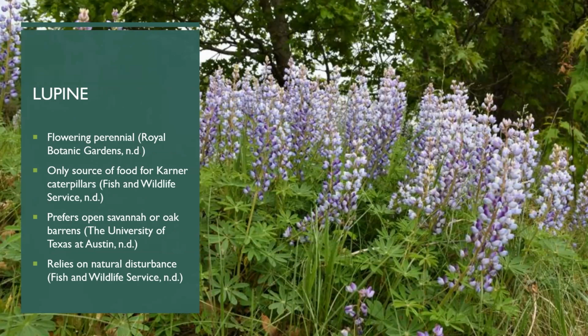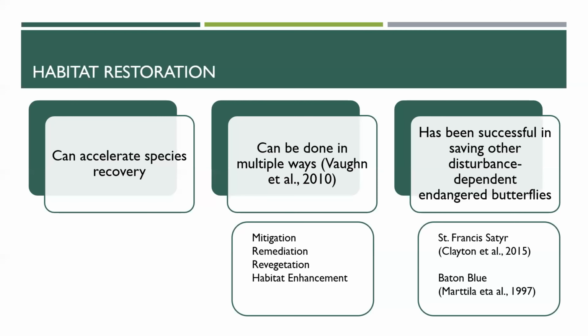And being that lupin is the only source of food for a Karner caterpillar and breeding site, maintaining lupin habitat is imperative to the Karner survival as well. And one way these species are being preserved is with habitat restoration. Habitat restoration has been found to accelerate species recovery and can be achieved using multiple methods.